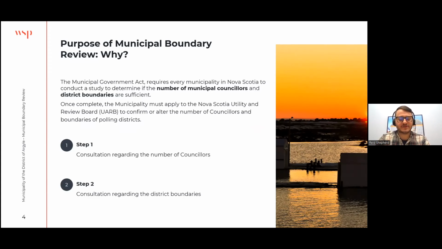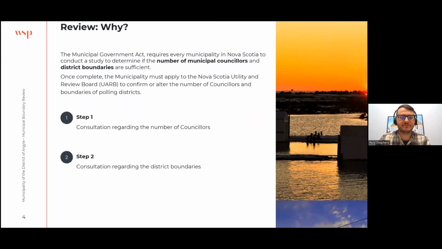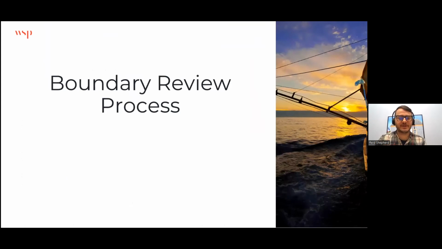The focus of today's presentation and this first step in the process is only on the number of councillors. But when you're looking at how many councillors are appropriate, it's helpful to step back and think about how a municipal government works, and what types of things we should be thinking about when we're determining how many councillors are appropriate.